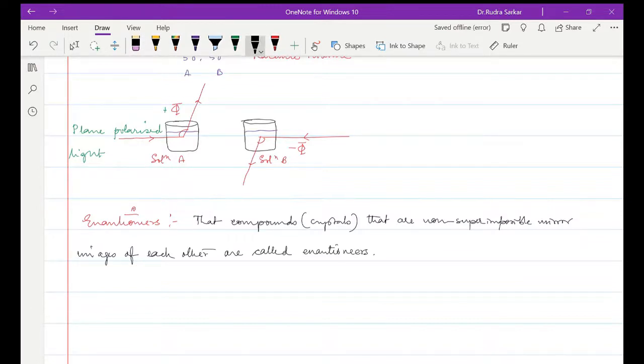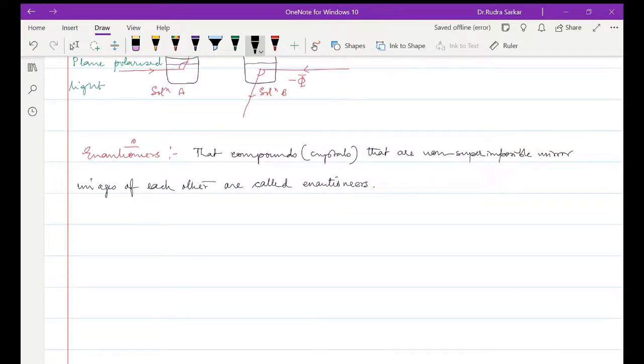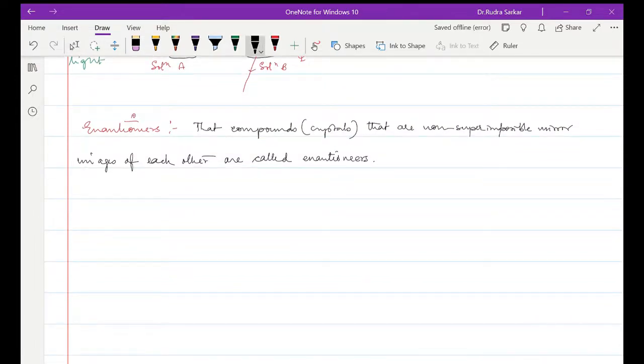Okay. Now here the compounds that we are talking about can also be gases, liquid, or molten, or solution. That has to be kept in mind.